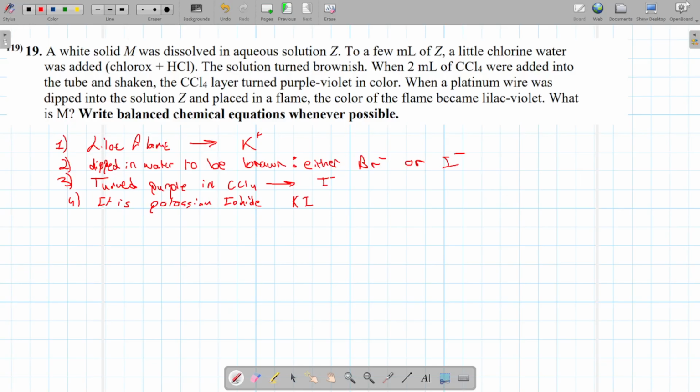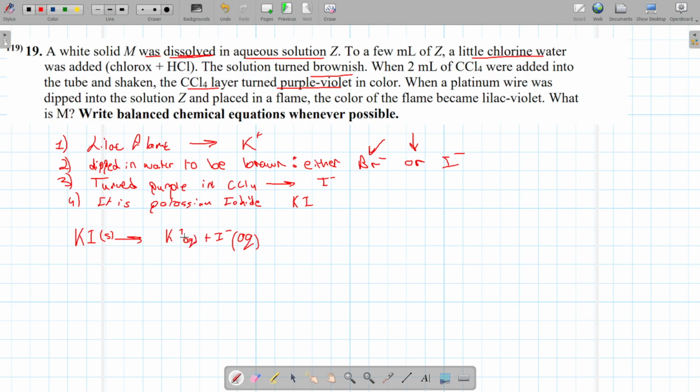Why? Because look at the question. They're saying that we're dissolving the solid in an aqueous solution. Once we dissolved it in this aqueous solution, it separated into ions. Why am I saying it's separated into ions? Look, we added the chlorine water and it became brown, which means you got the I minus ion, and then we added CCl4 and it's purple violet. So it got separated into ions. It got dissolved. So the first balanced reaction you write is KI, which is the solid, dissolving into K plus and I minus, which are both aqueous.